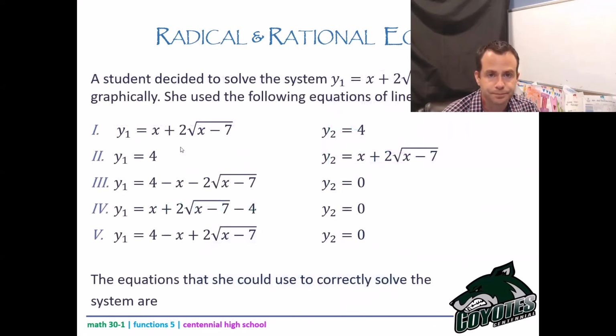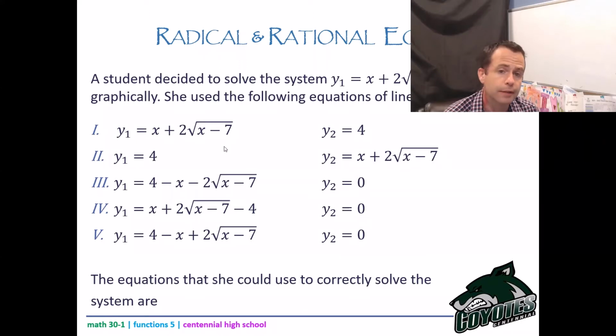A student decided to solve the system y1 is x plus 2 root of x minus 7, and y2 is 4, and she was going to do it graphically. So she used the following equations of lines. I'm going to scoot right down to the bottom so I know what I'm being asked: the equations that she could use to correctly solve the system. So I've given you 5 different possibilities. I want to know which ones would work.